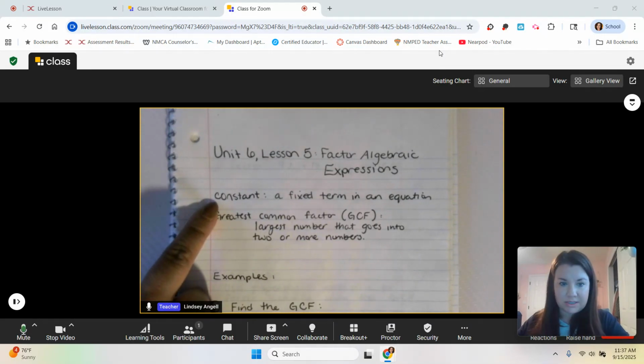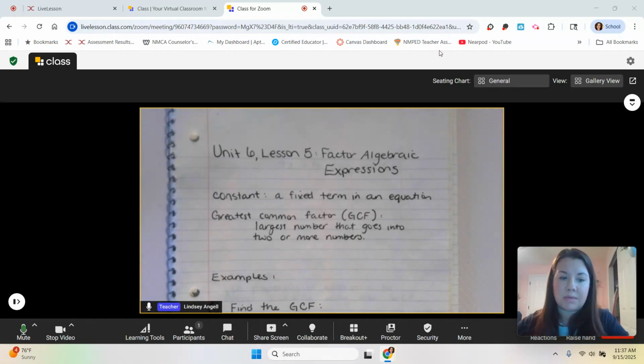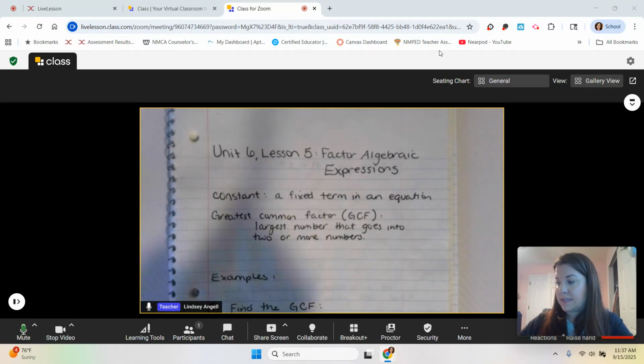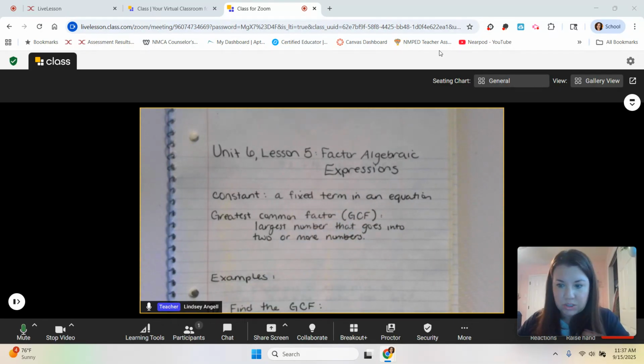First off, there are a couple of definitions that we have not talked about. One of those is a constant: a fixed term in an equation. One example would be x plus 3. The 3 would be the constant, because 3 is always 3. The x represents something you could put other things in, and it could change the problem, whereas the 3 is just always 3.